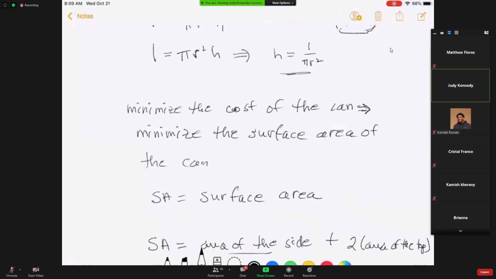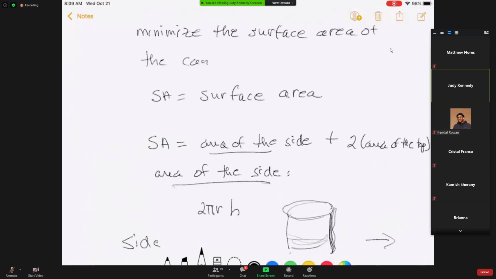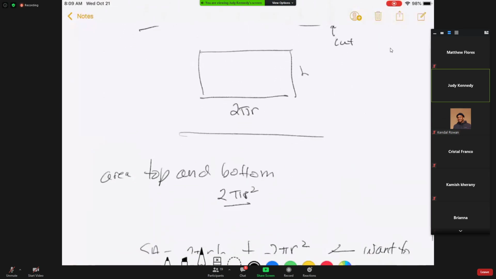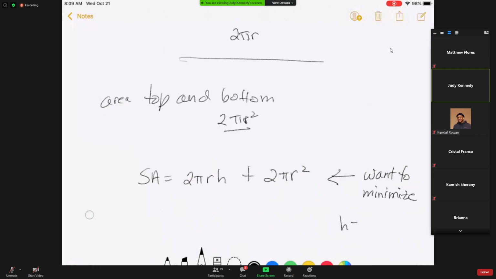Okay. Well, we're going to need to use this, because let me write it down before I forget it. As it is now, this is what we want to minimize, but we've got a variable of r and a variable of h.